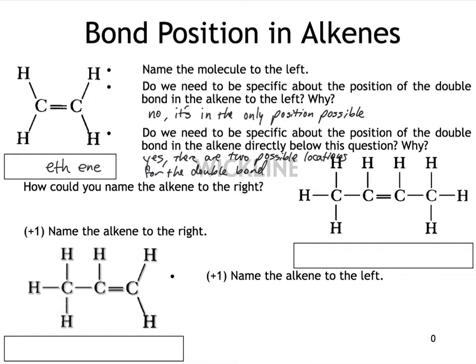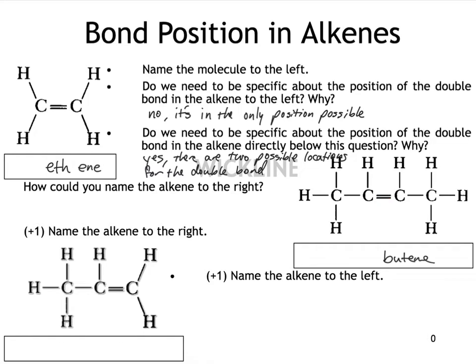So we still need to know how to name this guy, even if there are 2 possible locations for the double bond. If I just said, well, it's an alkene, and it has 4 carbons, so we'll use the prefix but. If I just said butene, it wouldn't be specific enough for most people's tastes. And the reason is because you could have butene with the double bond in between the 2 middle carbons, but you could also have butene where the double bond is between the end carbons. So we need to have a way of saying where the double bond is.